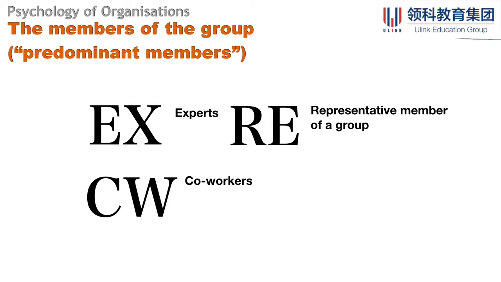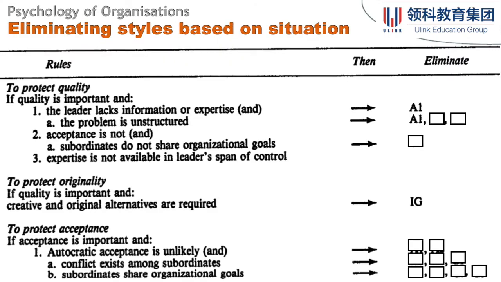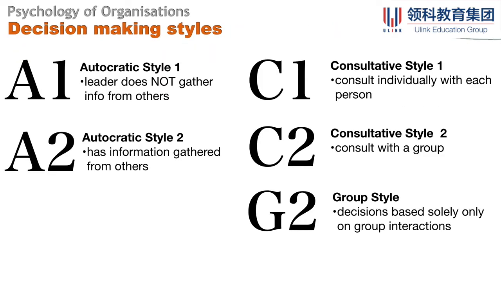And how do you determine which ones work and which ones don't work? Well, there's this questionnaire that goes sort of up and down. Does the leader lack information and expertise? If that's the case, then you're going to eliminate using the A1 style. So what does that mean? If the leader needs to rely on others to get information, then he can't be like this old school boss where he's making all the decisions. He can't be autocratic. He has to be more consultative.